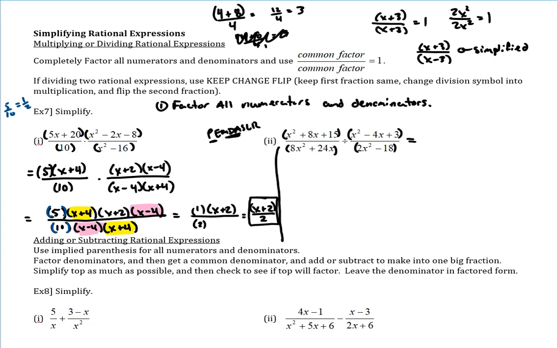So when we divide two rational expressions, so this is true for any fractions that are getting divided, we want to keep the first fraction as is, change the division into multiplication, and then flip the second fraction. So I say keep, change, flip. So we've got x squared plus 8x plus 15 over 8x squared plus 24x divided by changes into multiplication, and then flip these two around. So 2x squared minus 18 is now up top, and then x squared minus 4x plus 3 is down below.